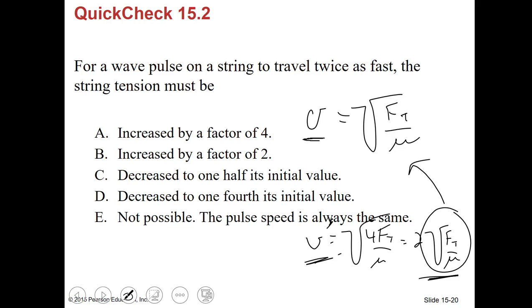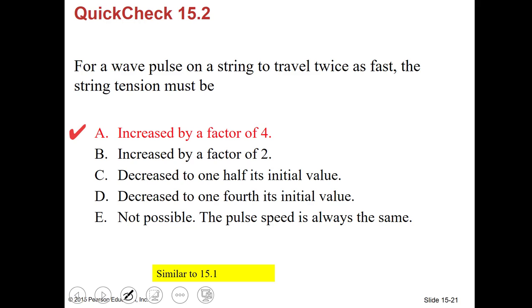Okay, so don't forget about the square root relationship. Definitely if the tension's greater, the speed's going to be greater, but we have a square root of the tension involved. So increased by a factor of 4. And this is similar to problem 1 from chapter 15 on homework 9.